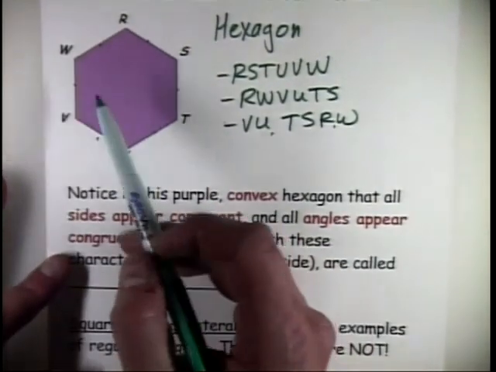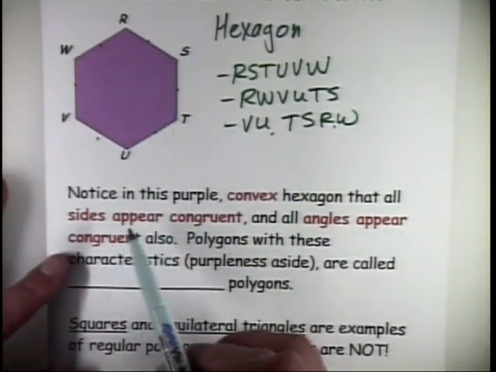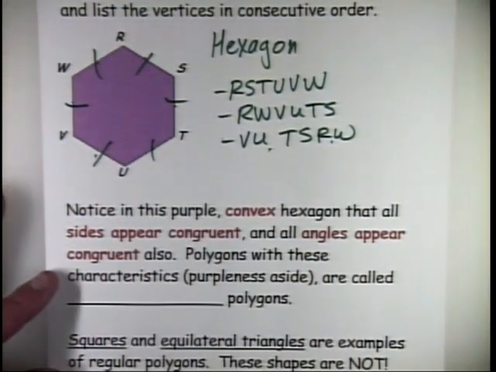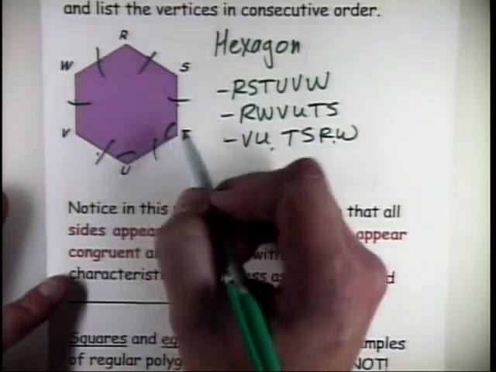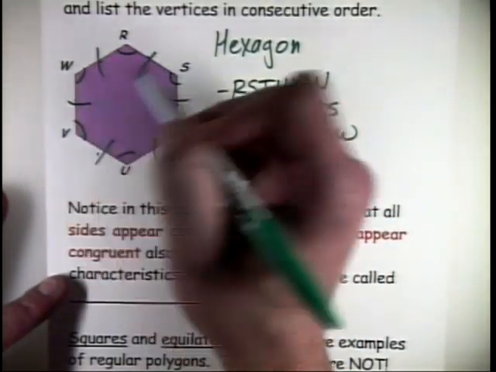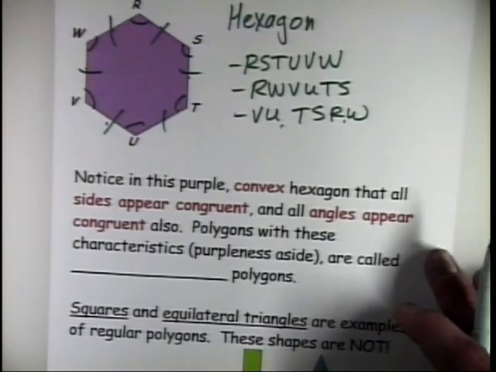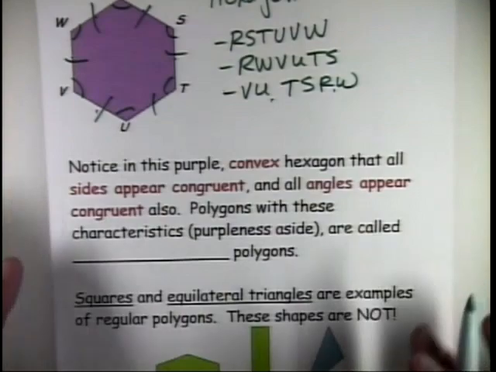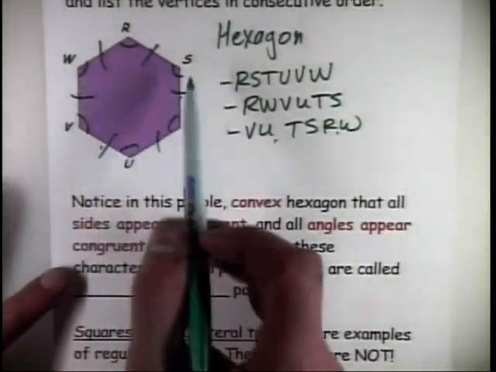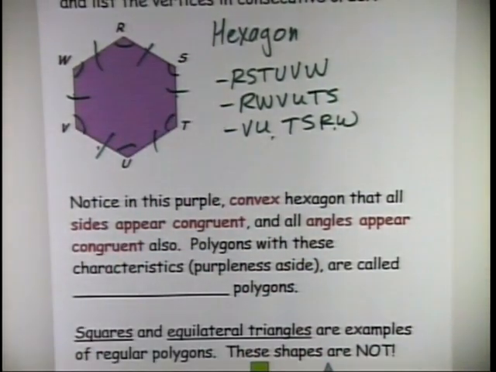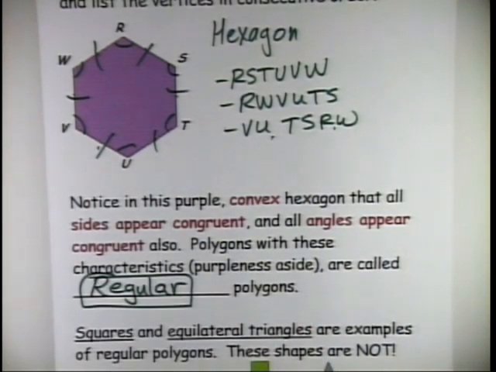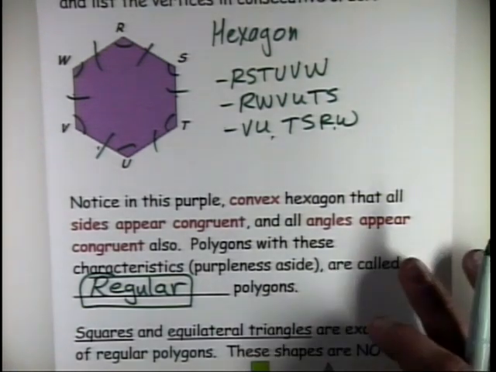All right, now, notice in this purple convex hexagon that all the sides appear congruent. It's not marked so, but it appears that these side lengths are the same. And it appears that all these angles here are also congruent. Now, those special types of polygons, they have very special characteristics. Of course, purpleness being aside, they don't have to be purple. But if we have a polygon that has all sides equal and all angles are equal, we call it a regular polygon. And those are the ones primarily that you're going to be working with in class.